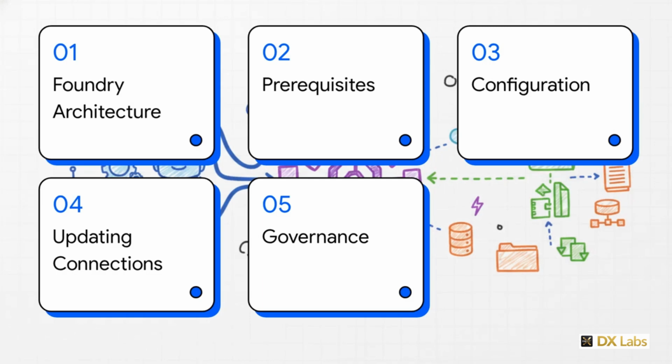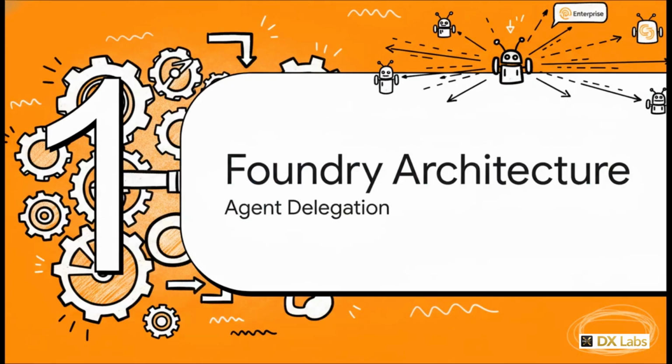Here's the roadmap for this explainer. We'll be looking at Foundry agent architecture, prerequisites and portal pitfalls, configuring the orchestrator connection, updating agent connections, and finally, governance and responsible AI. Let's jump right into Section 1, Foundry Agent Architecture.